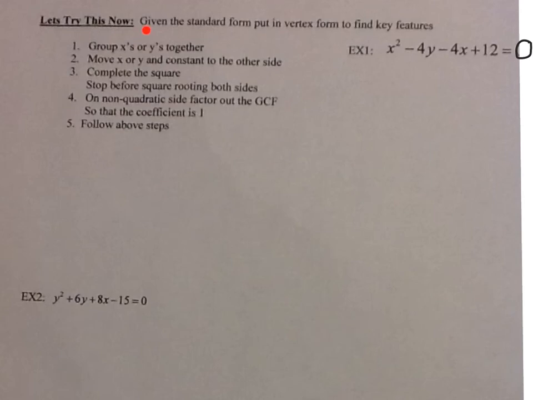Okay, so what we're going to work on is given the standard form, we're going to put it in vertex form to find the key features. To start off, you're going to group the x's or the y's. If you have your x squared, you're going to group the x's together. If it's a y squared, you group the y's together.